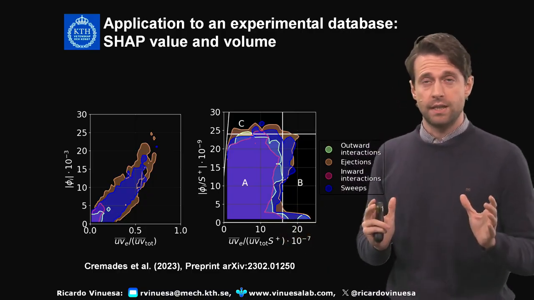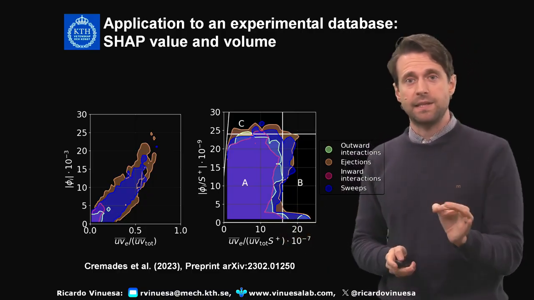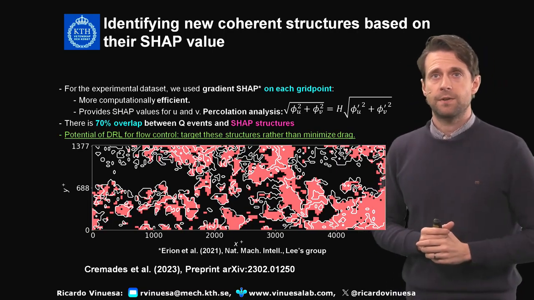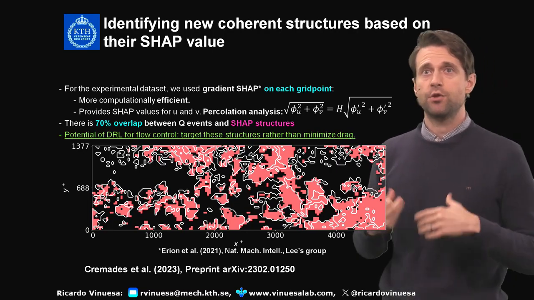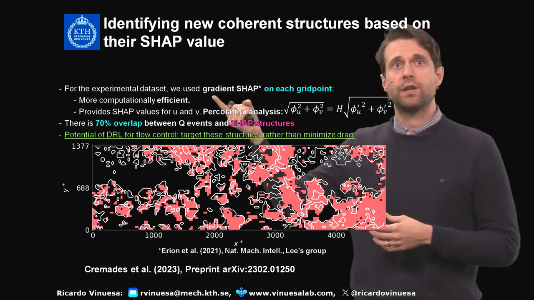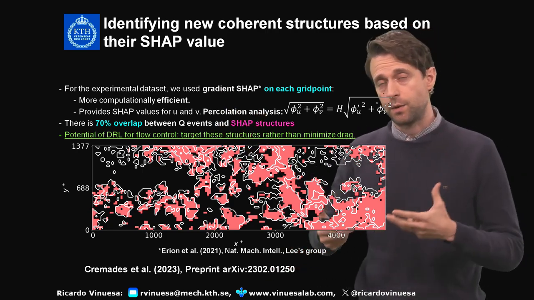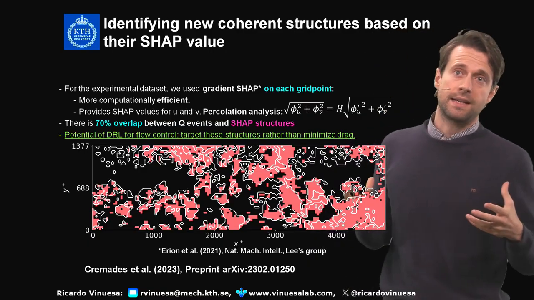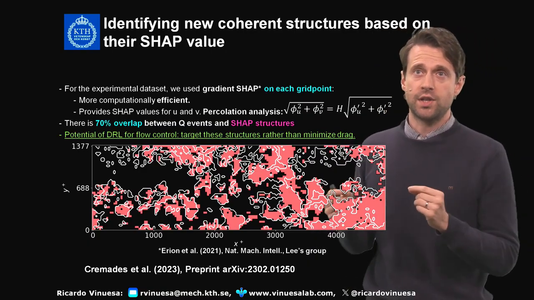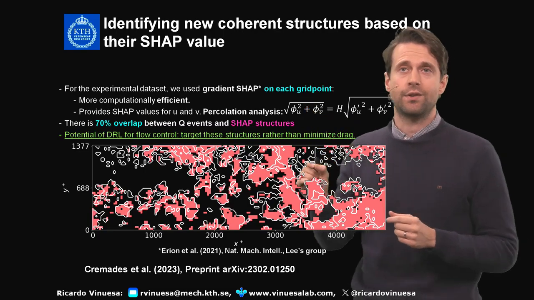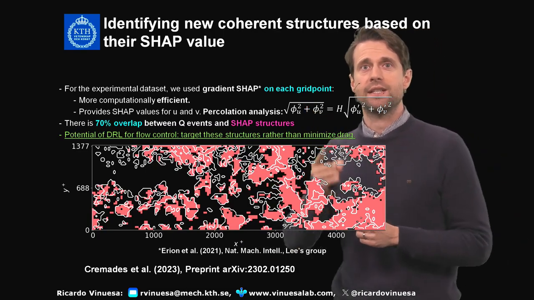Now, good news is that we have done that in the experimental dataset in 2D. So what we did was to, first of all, use a new implementation of the SHAP. This is the so-called gradient SHAP, developed by the same group that developed the kernel SHAP. The idea is that this method is more computationally efficient, and that allows us to calculate the gradient SHAP on each grid point of the instantaneous flow fields. This is what you can see here at the bottom.